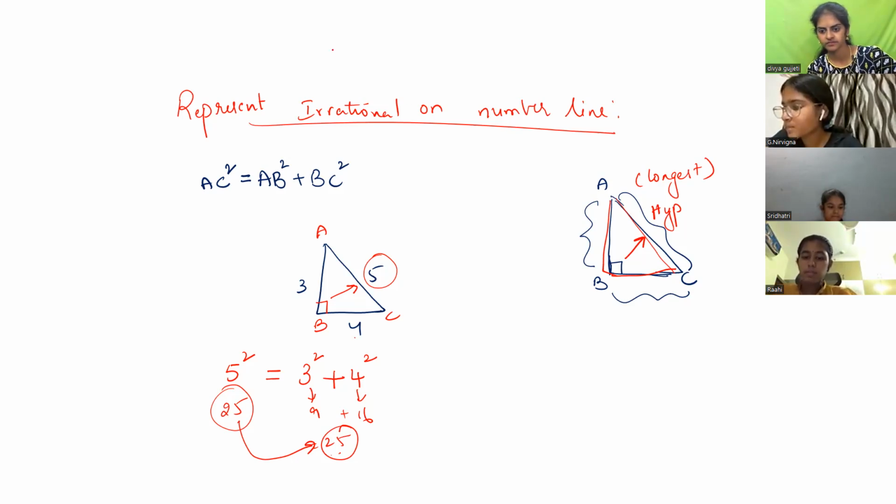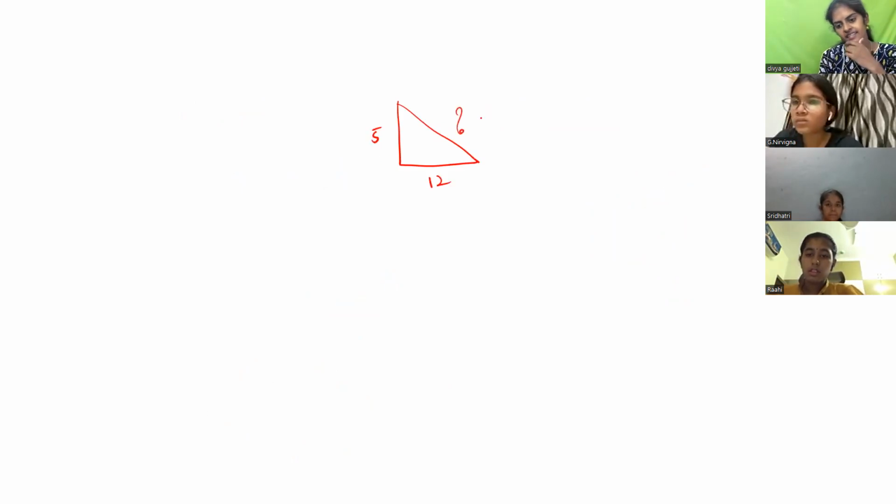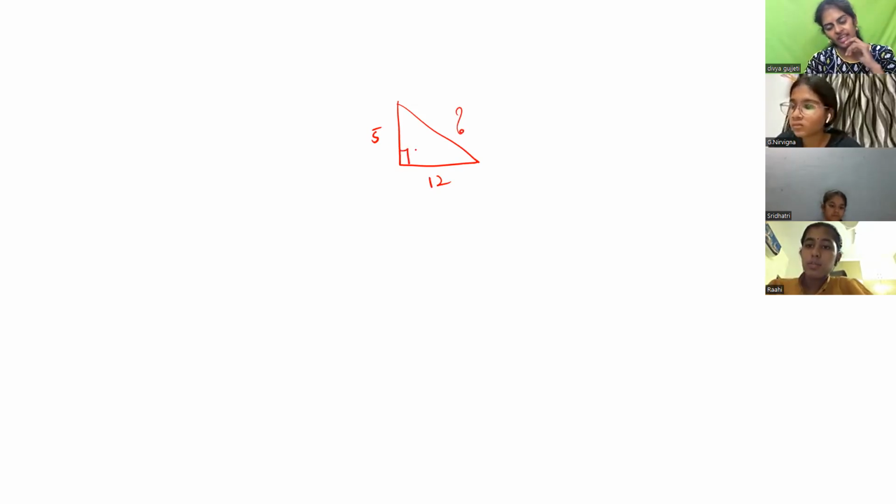So you basically understood what is going on here in Pythagoras theorem? Did you all understand? Now suppose I tell you that this is 5, this is 12. Can you find this side using Pythagoras theorem again? Please try and give me the answer.